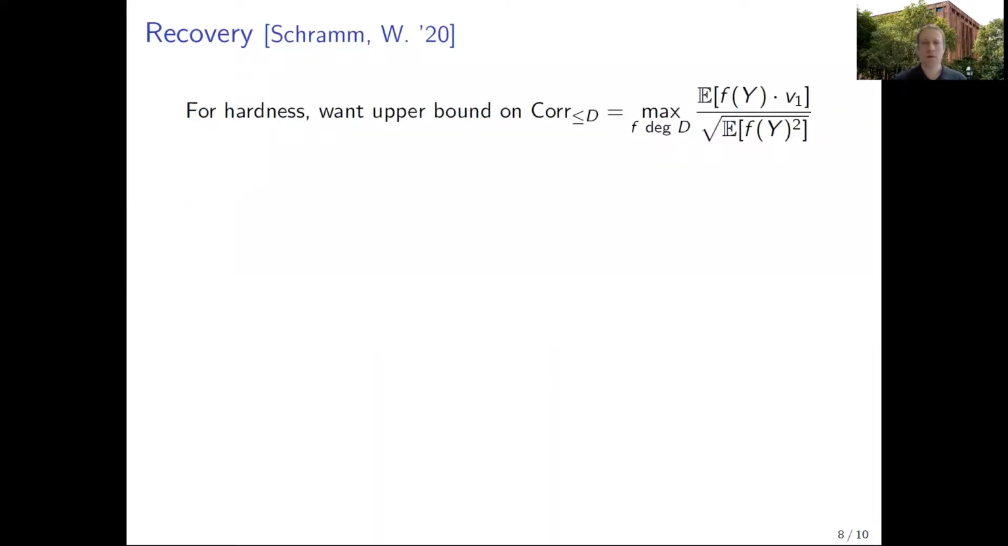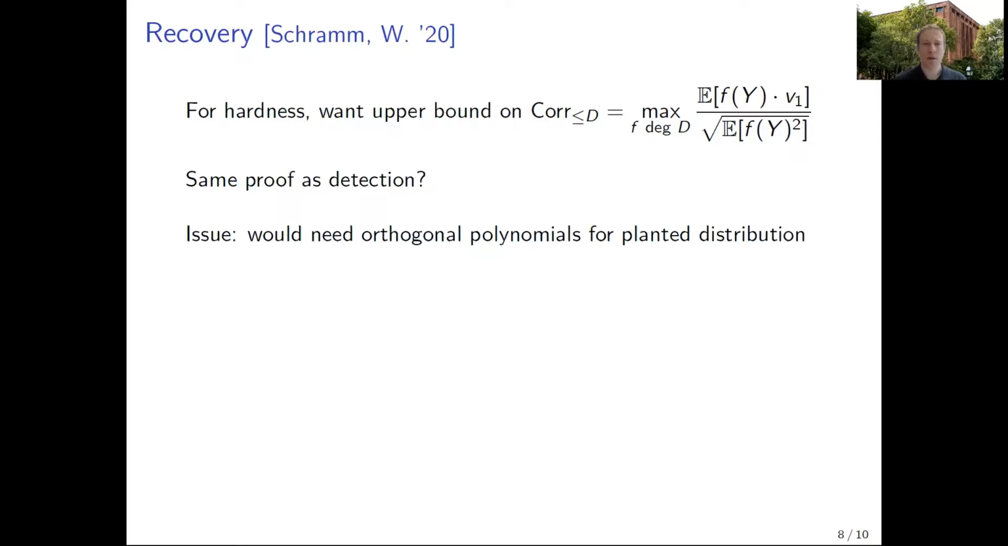To show failure of all low degree polynomials, we want an upper bound on this correlation. It looks like a similar expression to what we did for detection, so maybe we could try to use the same proof. However, this does not work because we would need orthogonal polynomials for the planted distribution, which seems difficult to come by.